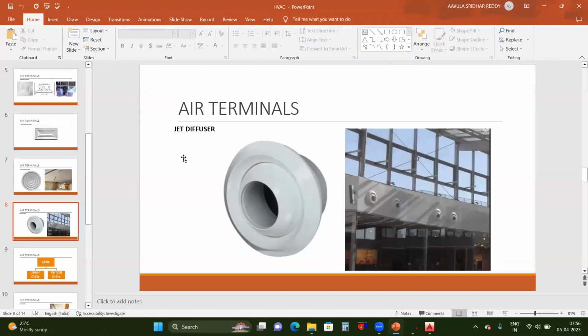The reason is that it has a high velocity. If you see, a very small nozzle will be there. With the help of that nozzle, the velocity will be increased. So where will we use these jet diffusers? Okay. For example, if you go to any malls, if you enter, on the right side, left side, you can see from the inside, there will be a number of floors.